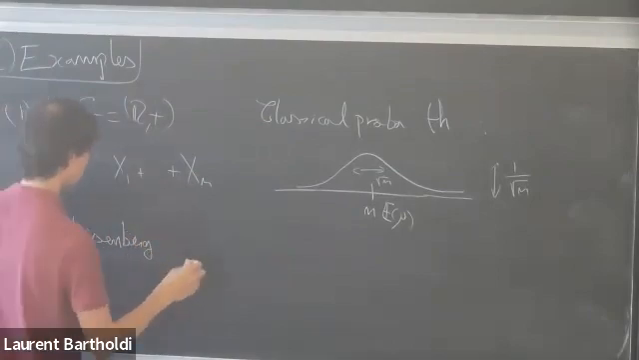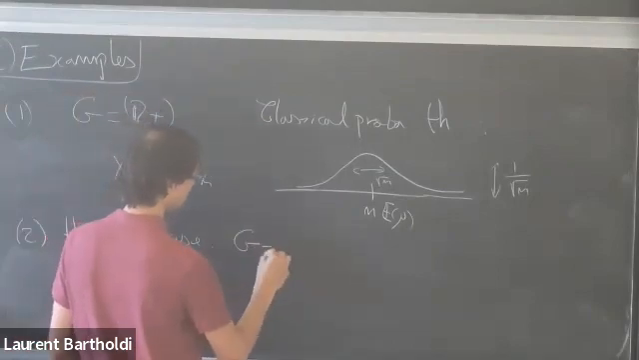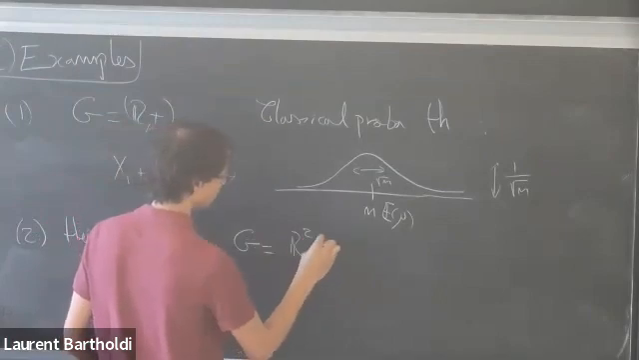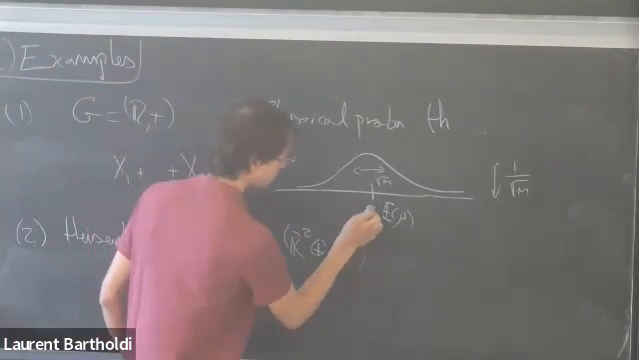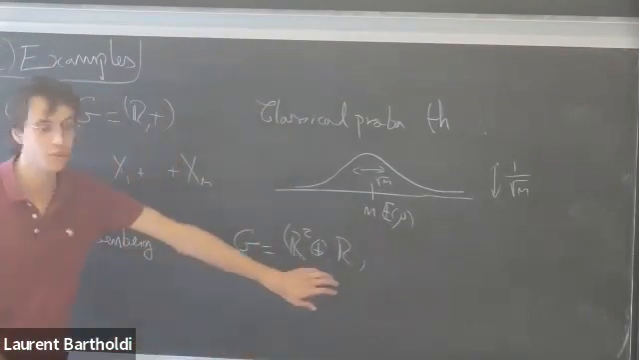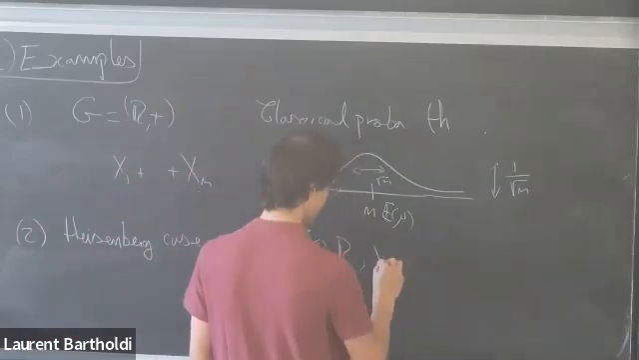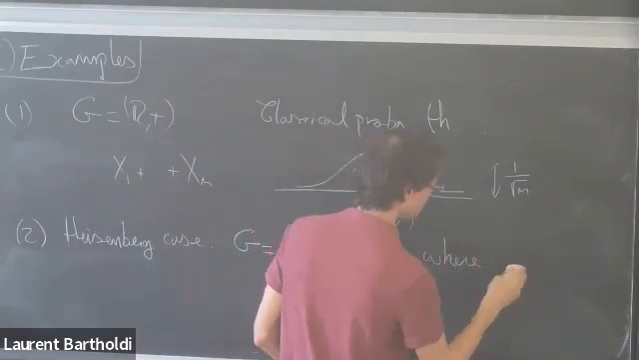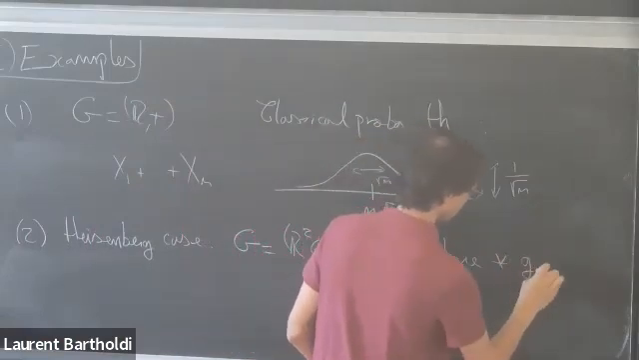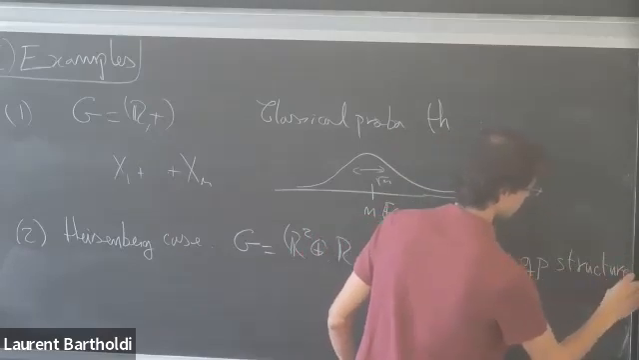So the case of the Heisenberg group. This means that G is equal to, let's say, R^2 plus R, with some specific group structure, which is not the usual group structure on R^3, it's something else, where the group structure is defined as follows.